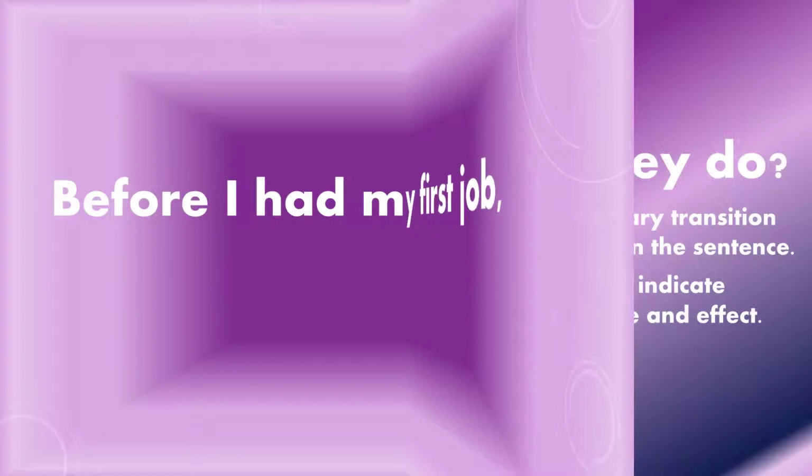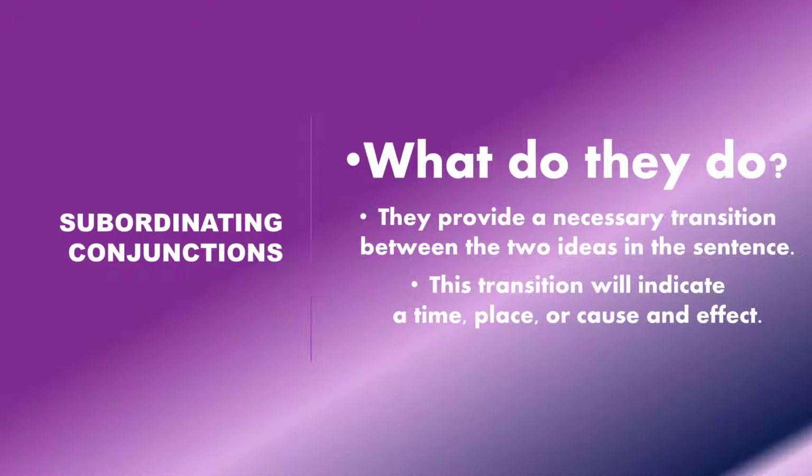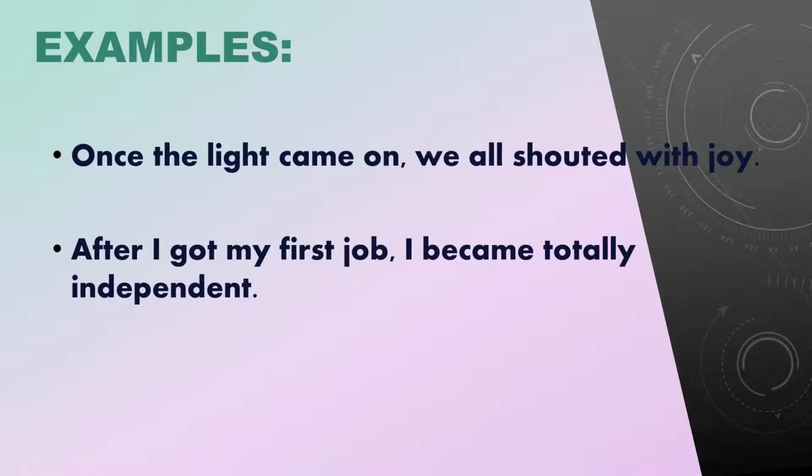Moving on, we have subordinating conjunctions. What do subordinating conjunctions do? They provide a necessary transition between the two ideas in the sentence. This transition will indicate a time, place, or cause and effect. But of course, this time we will concentrate on time. Here are some examples. Once the lights came on, we all shouted with joy. After I got my first job, I became totally independent.